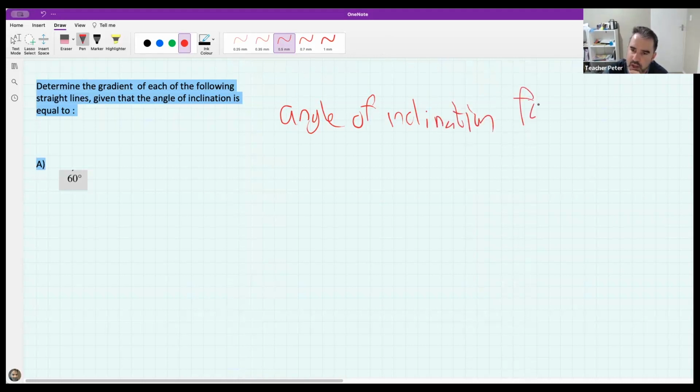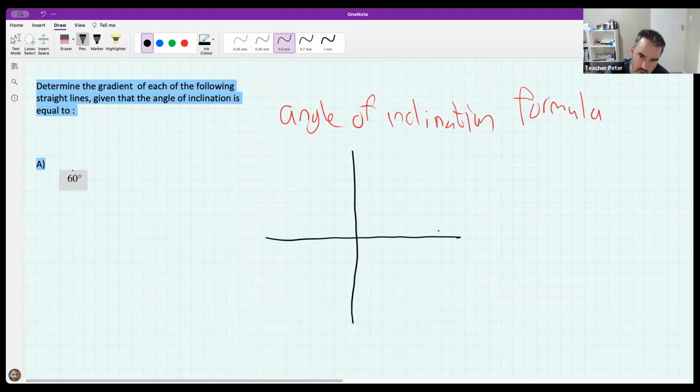All right. So in the second half of today, we are going to talk about the angle of inclination formula. But before we do that, I need to explain to you what the angle of inclination is. So if I have a positive gradient, let's say I have a straight line like this, the angle of inclination will just be this angle here. Basically, what sort of angle do I need to get to turn from here to here?